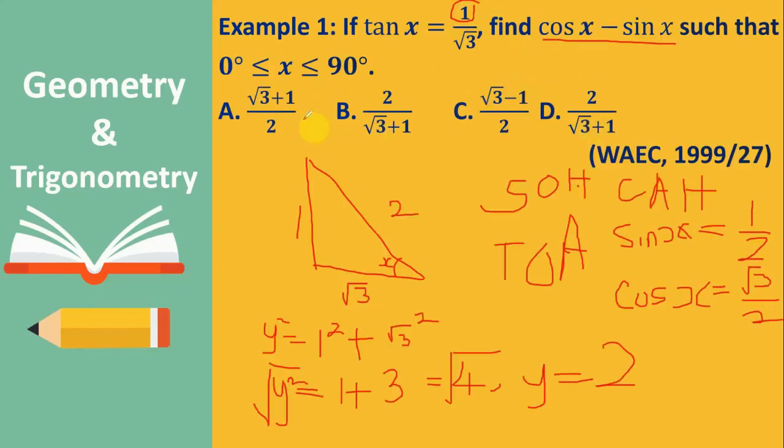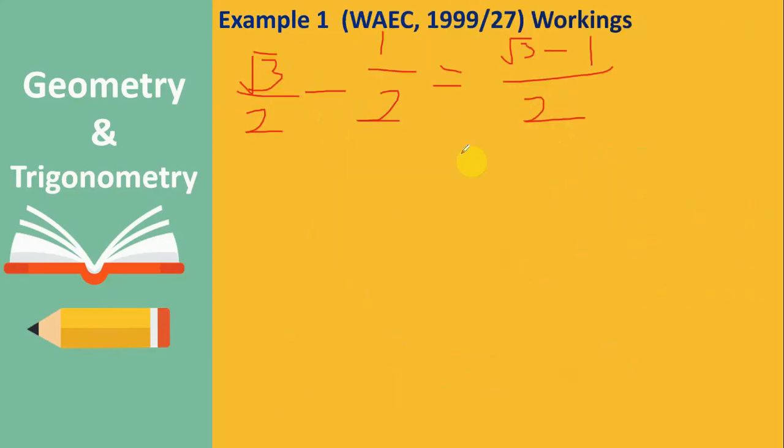Now, if you check this answer, what is the correct answer? That is option 6, because it says root 3 minus 1 over 2. And that gives us the correct answer. I hope you are following these steps. If yes, let's move to the next example.